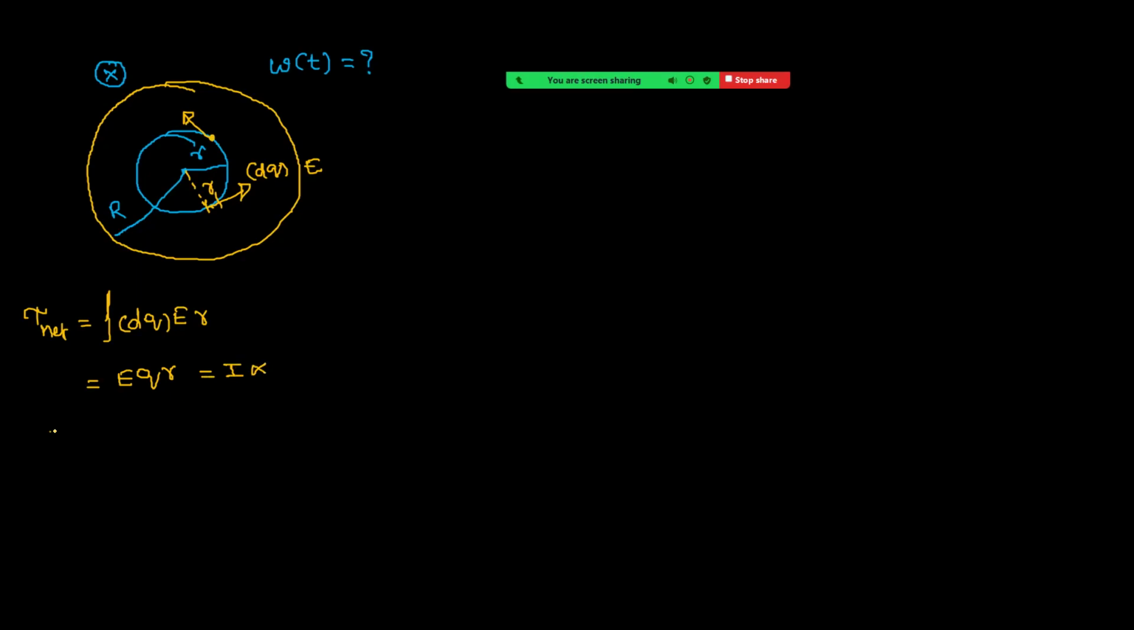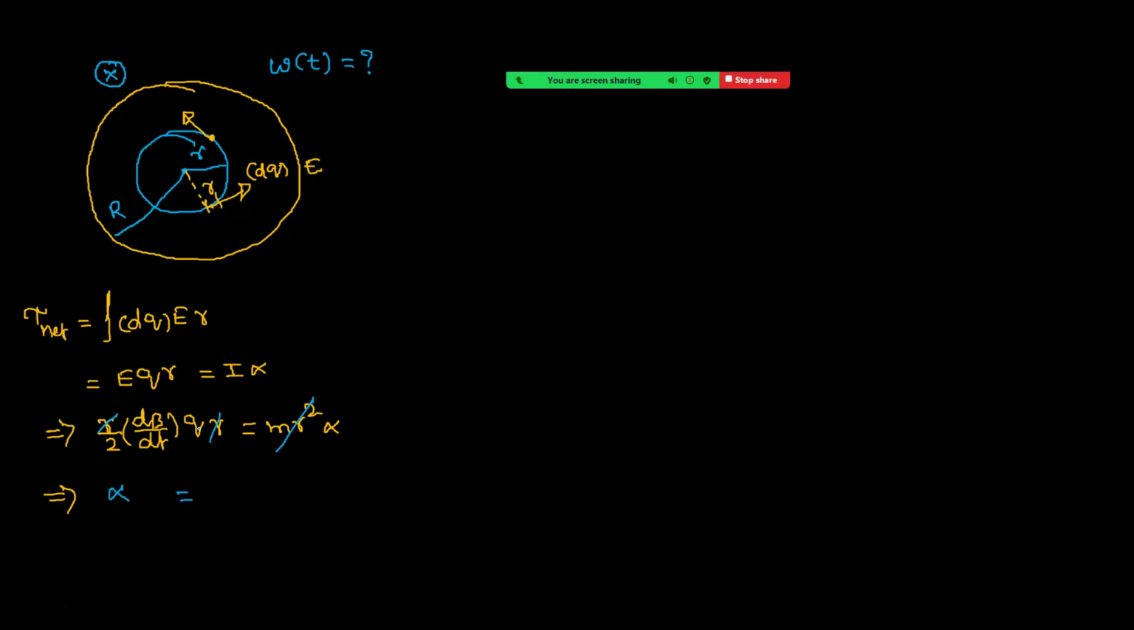Right? Then see what we get. In the place of E, I am writing R by 2 into dB by dt, into Q into R, that is equal to I into alpha. Now the ring is rotating about its own axis, so I am writing here mR squared into alpha. Then the calculation part: R squared gets cancelled. Remaining is alpha.